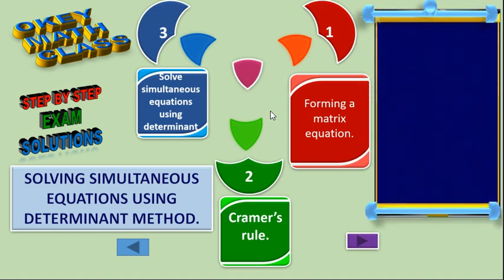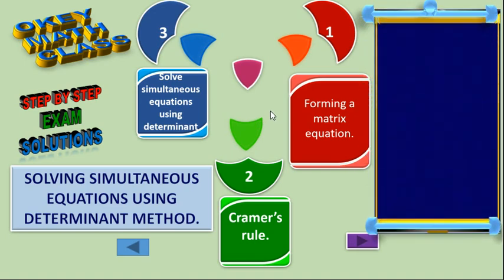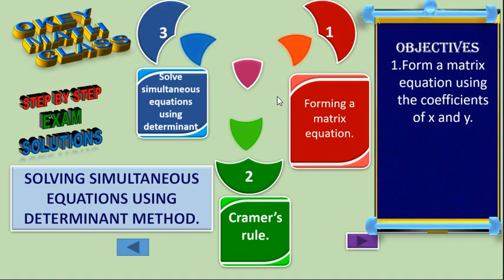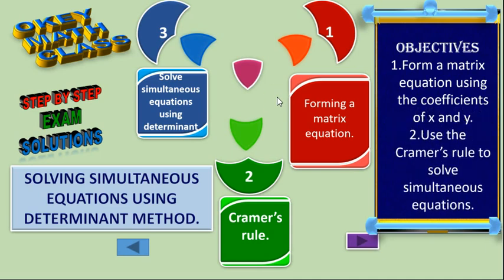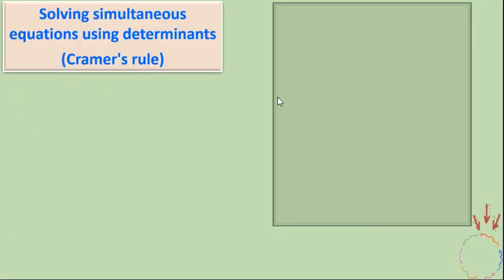The objectives of this presentation are: number 1, form a matrix equation using the coefficients of x and y. Number 2, use Cramer's rule to solve a system of linear equations. We'll go to the next slide for proper presentation of the topic, solving simultaneous equations using determinants.